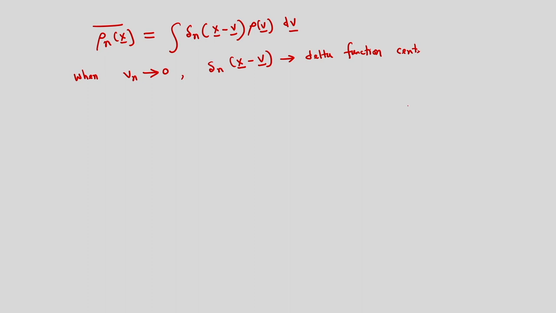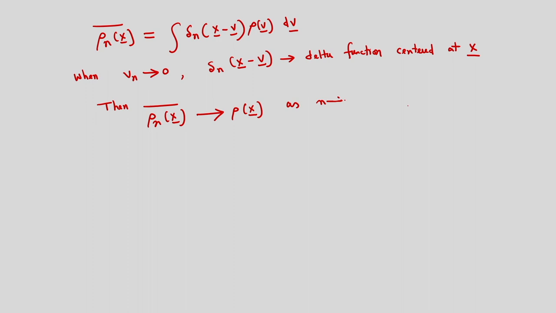So if I consider Vn tends to 0, then the delta function will be centered at x. So that means I can say that this mean approaches the actual density p(x) as n tends to infinity.